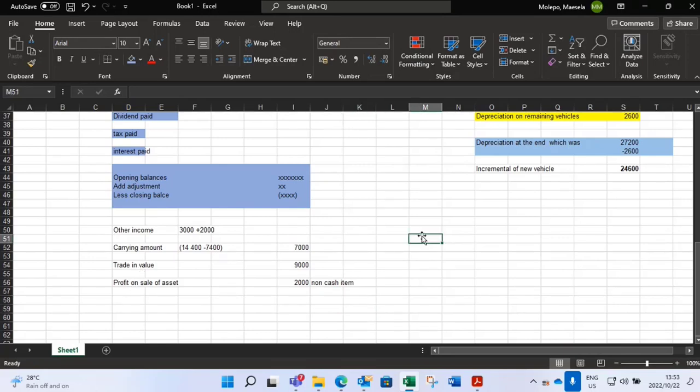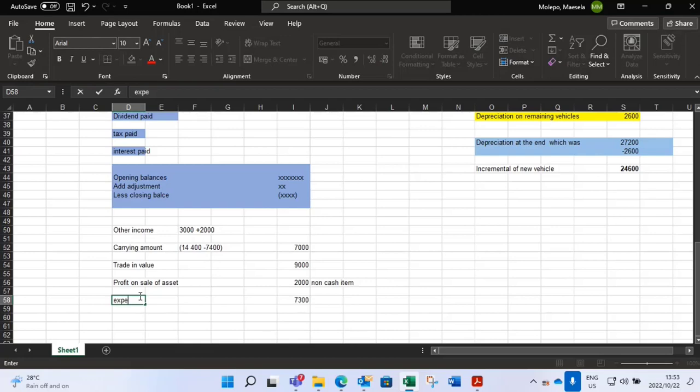Understood. So when we go to the finance cost, now we say finance cost paid. We paid an amount of how much? 7,300. The interest paid of 7,300, which is a non-cash item, less the 2,000, which was also non-cash, because the 7.3 is an expense, while the 2,000 is an income. So we offset each other.